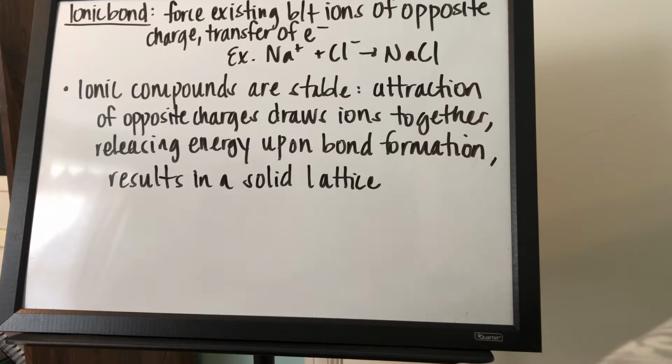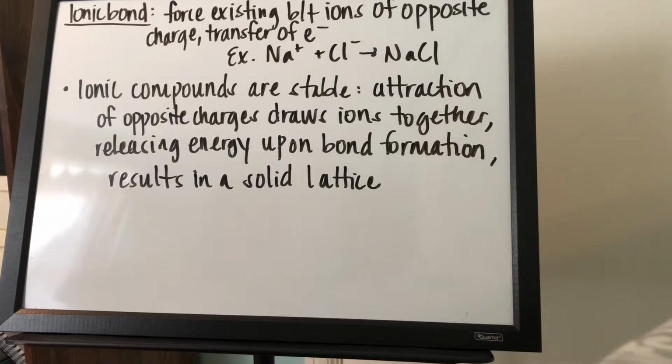Ionic compounds are stable, and that results because of the attraction of the opposite charges, drawing the ions together. This process releases energy when the bond is formed and results in a solid lattice of particles.